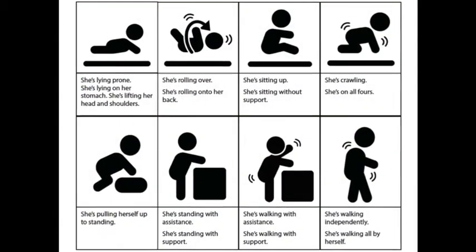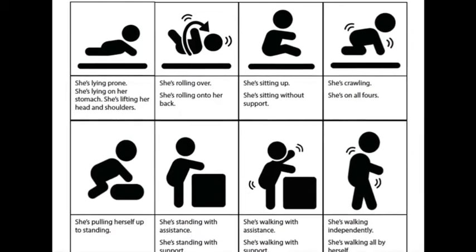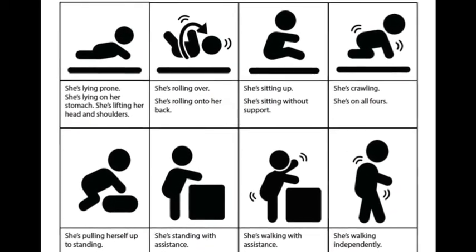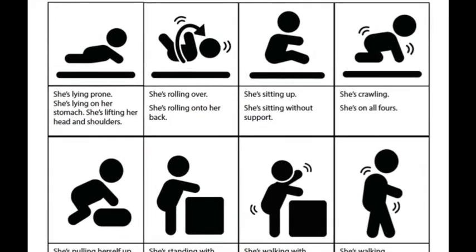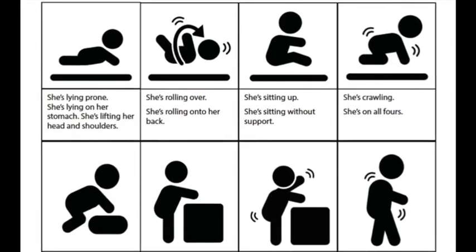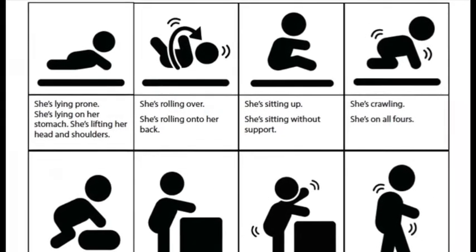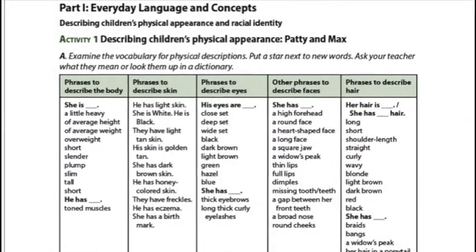Vocabulary is presented in English for Child Development in a number of ways. Some vocabulary words are illustrated and placed in the context of sentences. These examples describe the actions of young children, showing important motor skills that they usually gain in their first 2 years. For example, she's lying prone, she's lying on her stomach, she's lifting her head and shoulders, and so on.